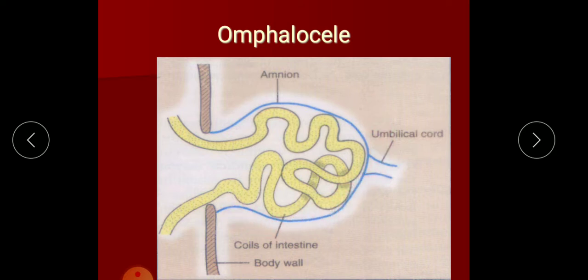So what is the embryological cause of this Omphalocele? I've already told you that at the 6th week you have a physiological umbilical hernia, and by the 10th week the contents will return back. But if the contents are not returning back, that is what is termed Omphalocele. Fine.